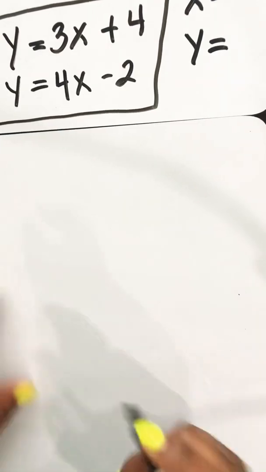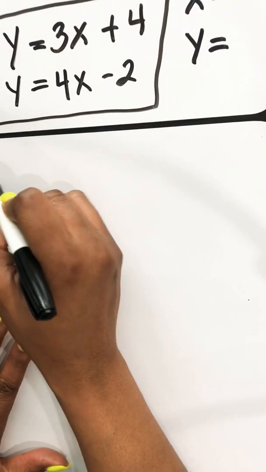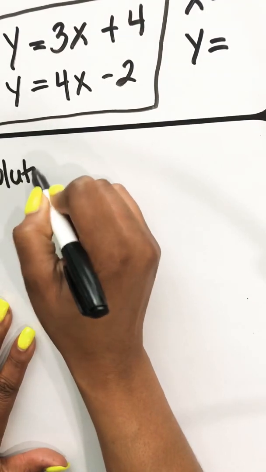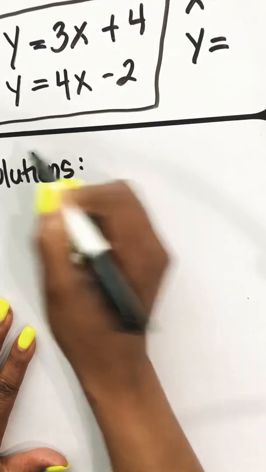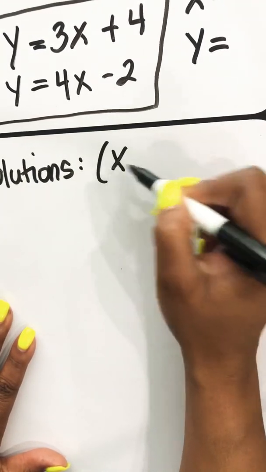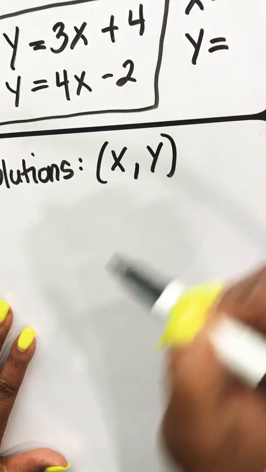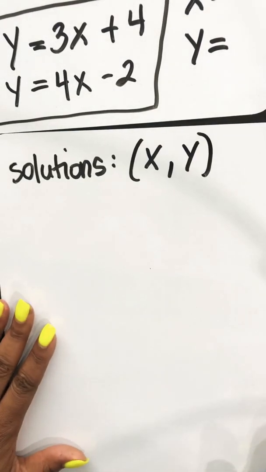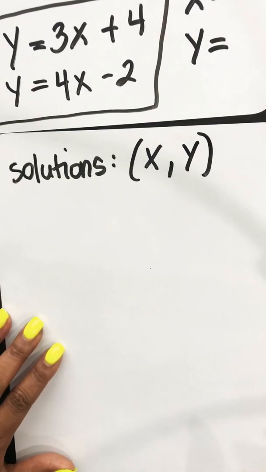Once you figure out the variables, you write them as solutions, okay? Solutions are written like this. Your x term comes first, and then your y term comes second. And it looks like what? Like an ordered pair, right?